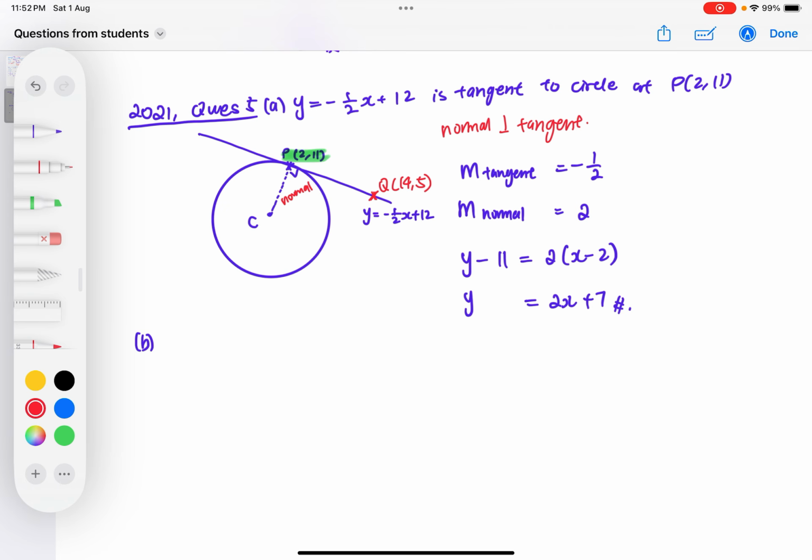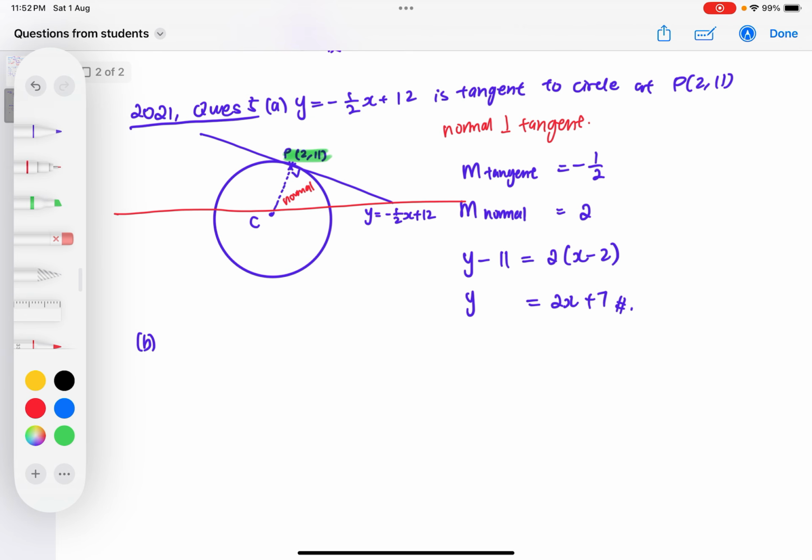So what does it mean by parallel to the x-axis? If you are parallel to the x-axis, then you must be a horizontal line. So something like that. Oops. Okay, not really drawn to scale. Let me try to redraw the Q. So Q can be here, right? This is the horizontal line.